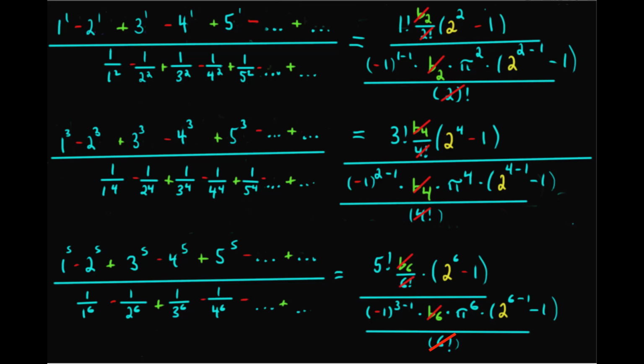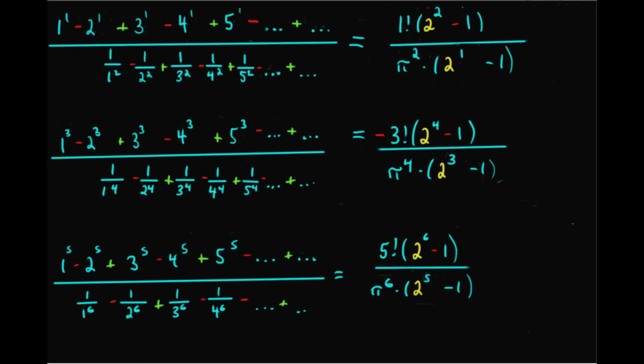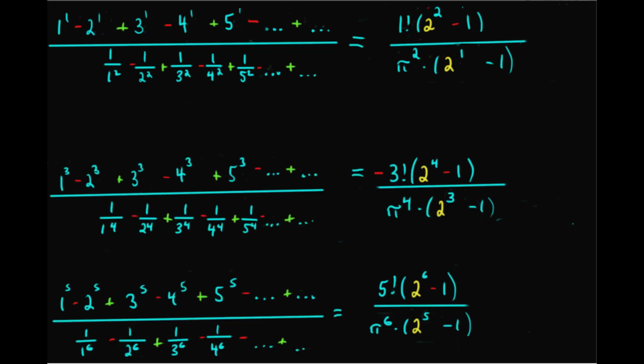So when we cancel out those terms, we get that the first quotient, 1 to the first minus 2 to the first plus 3 to the first minus 4 to the first, etc., over eta of 2 equals 1 factorial times the quantity 2 squared minus 1 all over pi squared times the quantity 2 to the first minus 1. 1 cubed minus 2 cubed plus 3 cubed minus 4 cubed, and so on, all over eta of 4 equals negative 3 factorial times 2 to the fourth minus 1 all over pi to the fourth times the quantity 2 cubed minus 1. 1 to the fifth minus 2 to the fifth plus 3 to the fifth minus 4 to the fifth, and so on, all over eta of 6 equals 5 factorial times the quantity 2 to the sixth minus 1 all over pi to the sixth times the quantity 2 to the fifth minus 1.